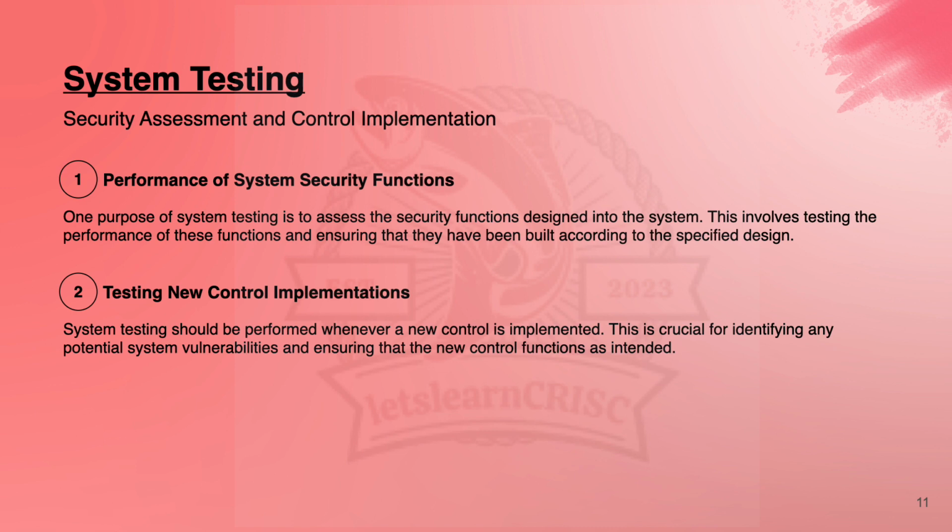Friends, system testing is essential for identifying any potential vulnerabilities that may arise as a result of implementing a new control. It helps to ensure that the system remains resilient to security threats. For example, testing a system to identify if the introduction of a new access control mechanism inadvertently creates loopholes or unintended consequences.